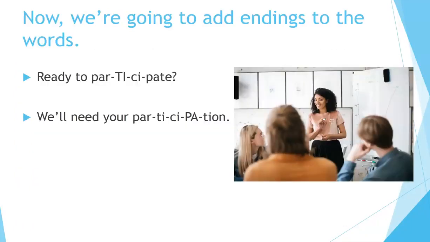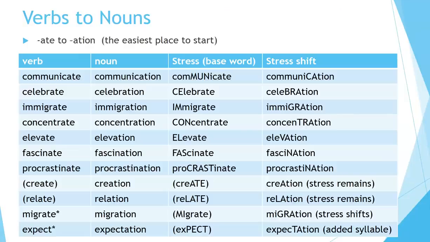Now we're going to add endings to the words. Ready to participate? We'll need your participation. Verbs to nouns. ATE to ATION. This is the easiest place to start. Again, we'll look at the words in columns. The verbs from top to bottom in column 1, then the nouns from top to bottom in column 2, then we'll compare the two in columns 3 and 4.